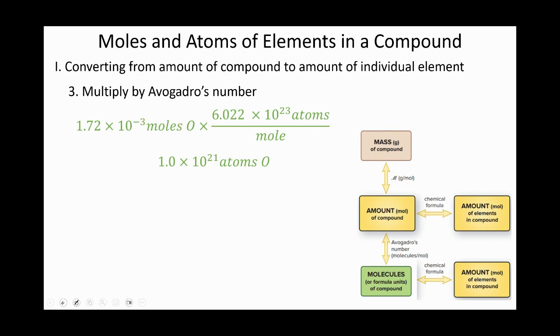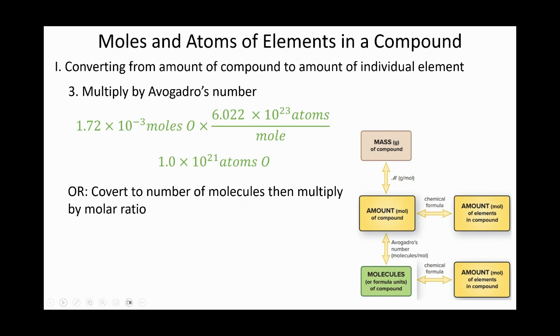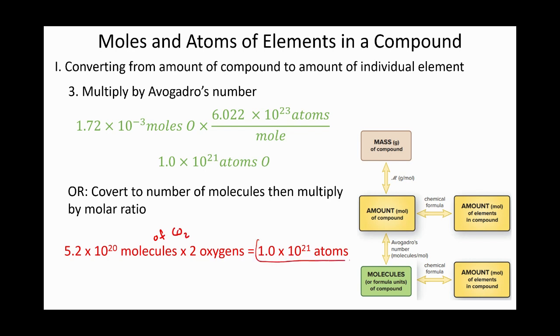But what's also nice is we can take a little bit of a shortcut. Once you have found the number of CO2 molecules, so the answer we had 2 slides ago, you can also take that number and multiply it by the molar ratio as well. If you have 5.2 times 10 to the 20th molecules of CO2, you multiply that by the 2 oxygens contained in there, and you get the same answer.